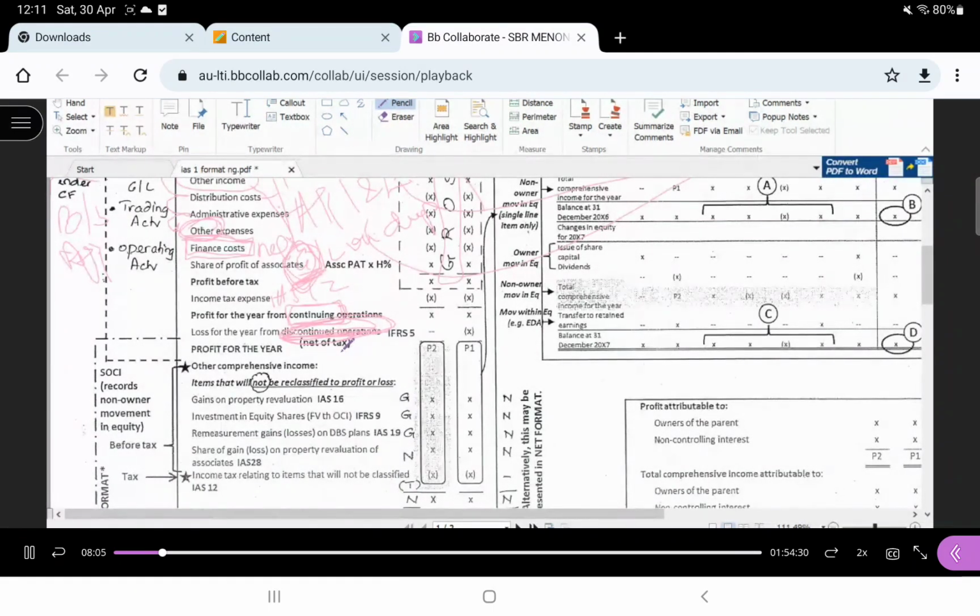We're closing down a segment because it was running at a loss. The primary user needs to know that in the future, the segment will not be in existence. So yes, discontinued operation must be presented as a separate line. Of course, you could learn it under IFRS 5. Finally, we get profit for the year.